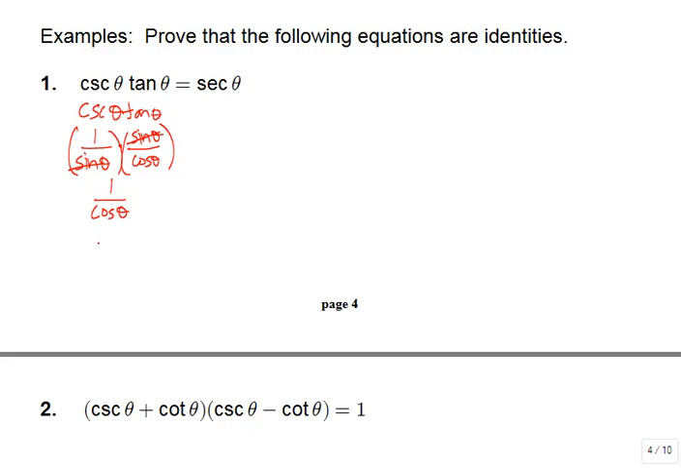And that, by the reciprocal identity, turns into secant, which is exactly what we were trying to prove, so we got it. Notice that I didn't do anything to that right side. I only worked with the left side and worked to transform it into the right side.